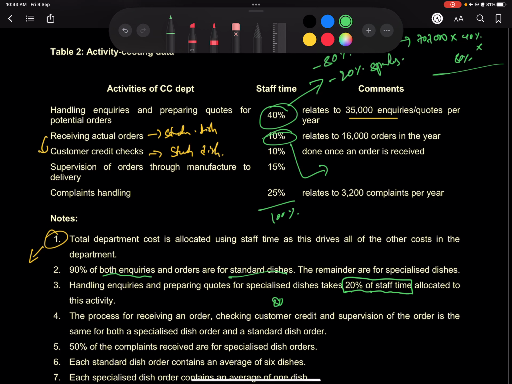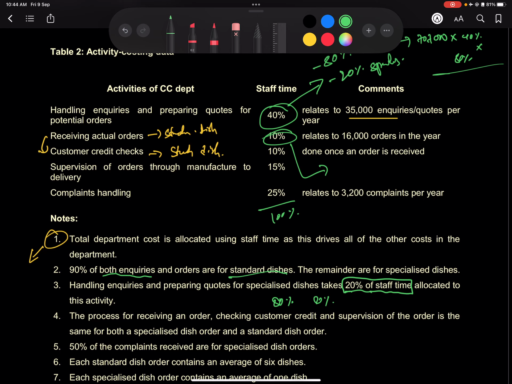It's only 80% that you're using. 20% is being used for the specialized one. Just because you're getting inquiries does not mean that you're taking that much time for standard dish, right? Because it's already standardized, so you don't need to communicate a lot. Whereas if I'm inquiring about a standard dish, I know all the specifications, all I can say is okay, how does it work and so on, right?